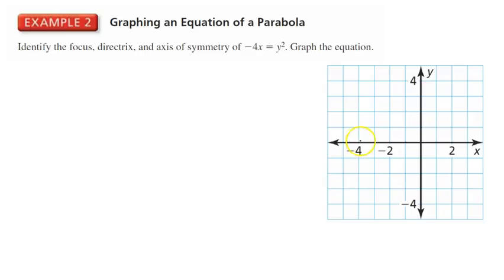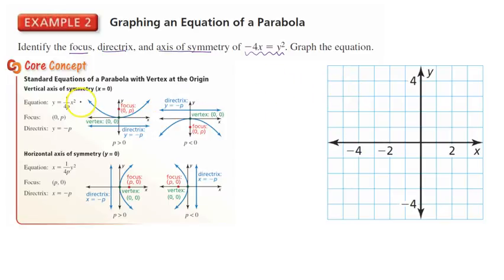Okay, let's take a look at an example. We want to identify the focus, directrix, and axis of symmetry of this equation, and then graph that dude. Well, let's look back at our little notes that we took, and which one is this going to match up with? Well, the y is squared. On the top the x is squared, on the bottom the y is squared, so it's going to be one of these that opens to the right or left, and I want to get it to look like this. I want it to look like x equals something times y squared.